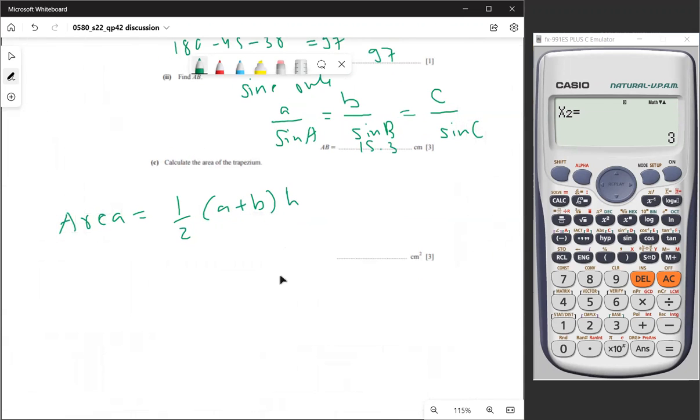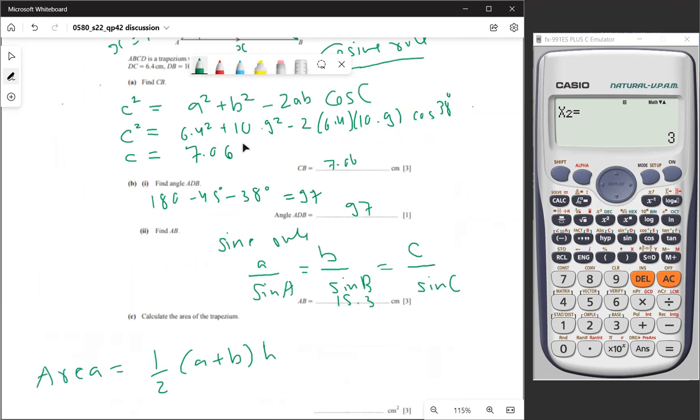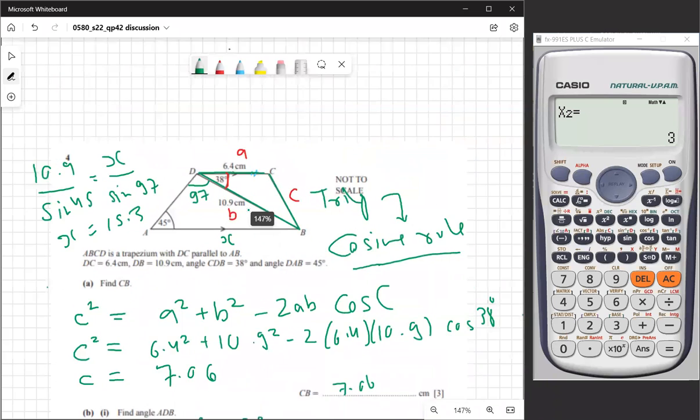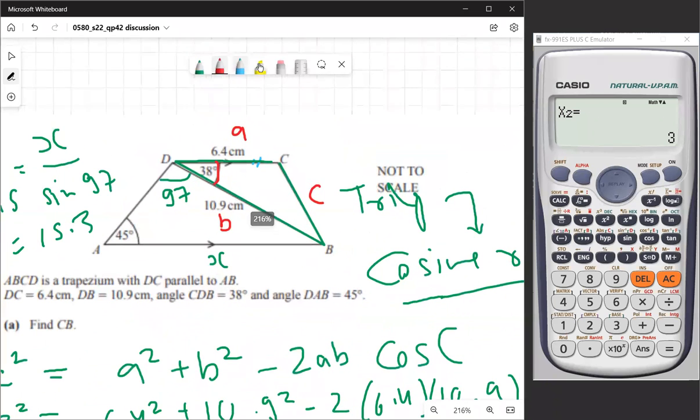Now, how do I find h? I have no clue what the h is. So I won't use that formula. I don't know this, then forget it. Let's use the other formula. I have two triangles here. Can you see this? Triangle 1, triangle 2.